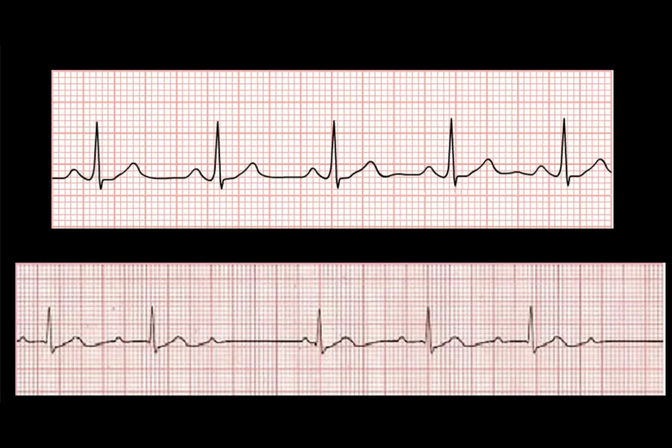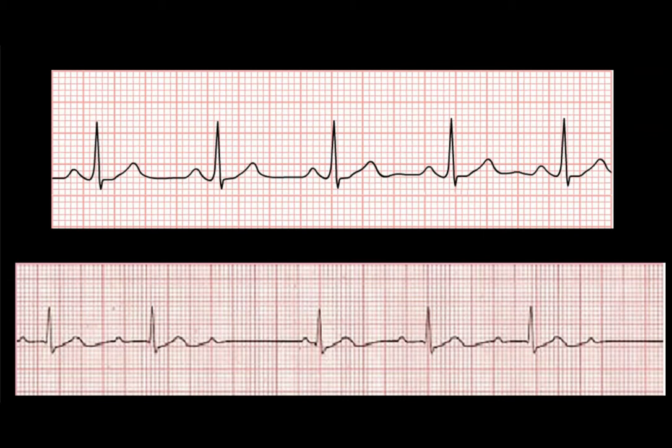So remember that the PR interval is representing the time that it takes for the SA node to transmit that electrical impulse through the internodal pathways, and then it gets held up in the AV junction, and then it's allowed to go through into the ventricles. So we want to measure that time.